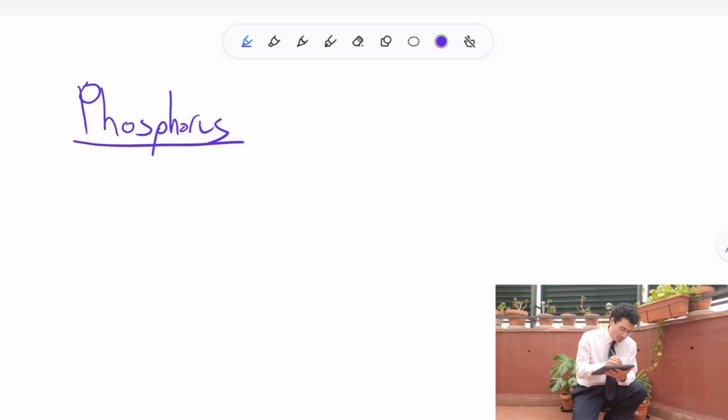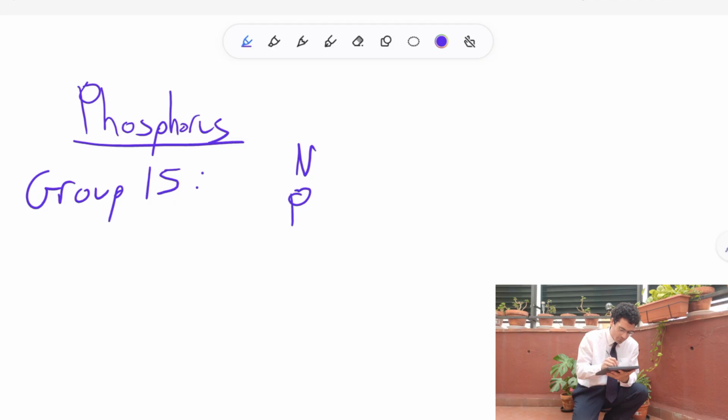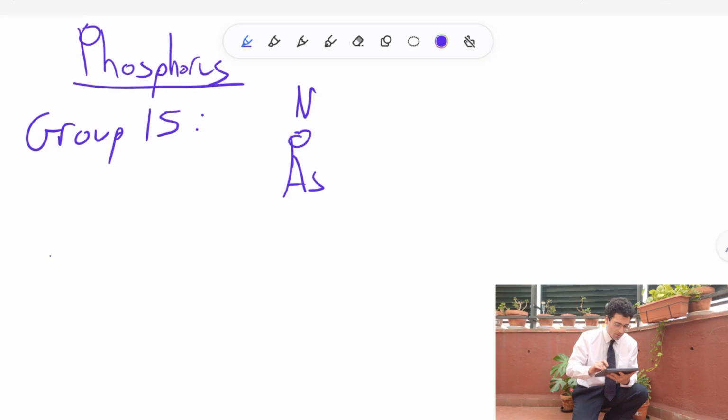Now, as we said, phosphorus is group 15, so this means it is in the same group as nitrogen and arsenic. So phosphorus is in period 3, so in period 2 we have nitrogen, then phosphorus period 3, and then we have arsenic, which is in period 4. Now these have 5 electrons in their outer shell and they are in the p block. So this is a p block element.